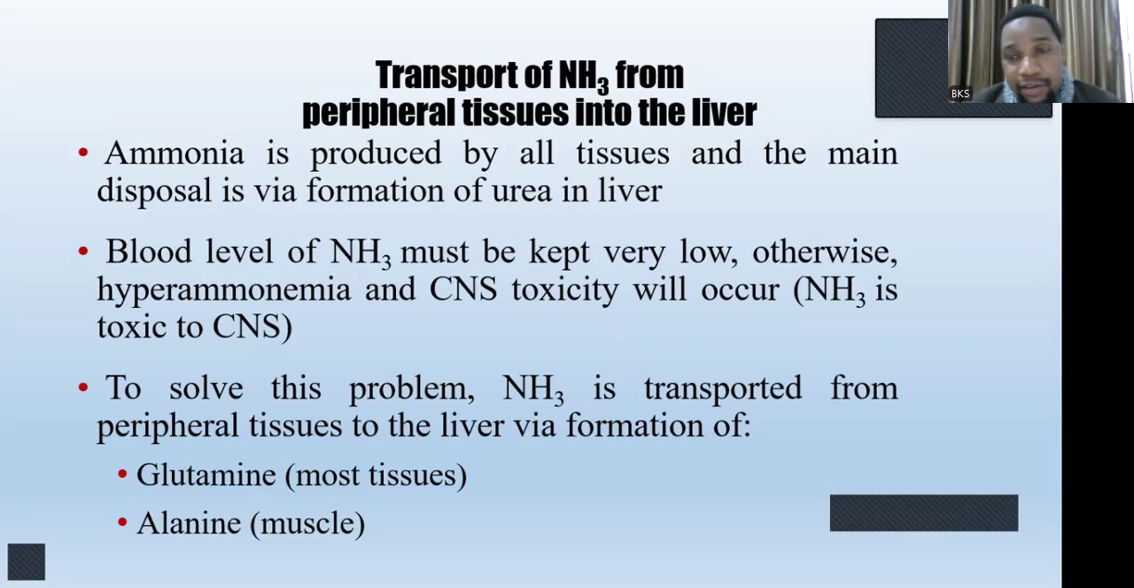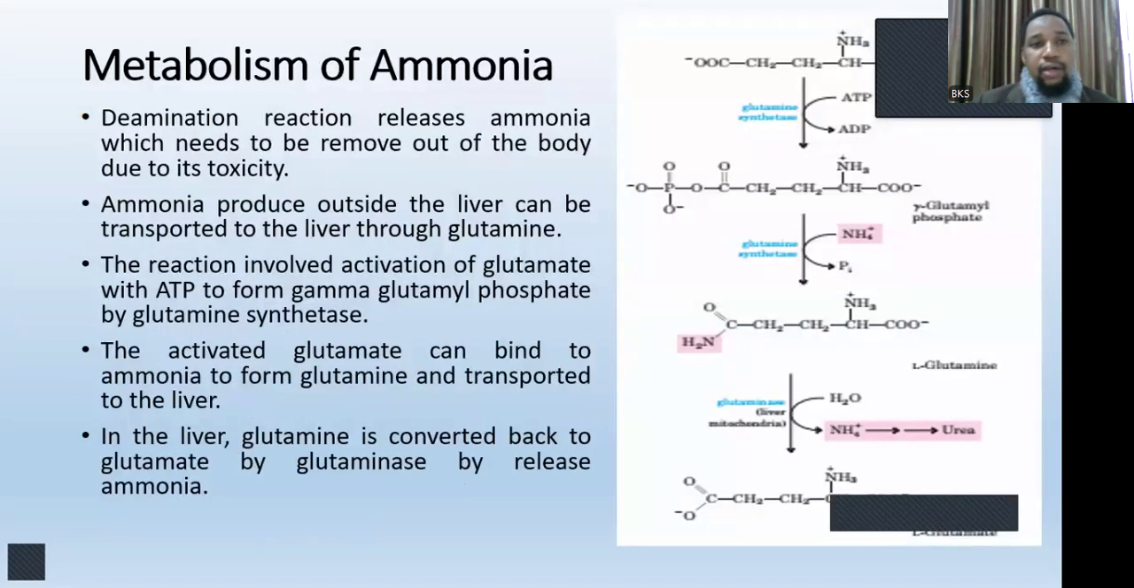So how are they transported? There are basically two vehicles, two means through which this ammonia will be transported. Number one is glutamine, and it is transported in the form of glutamine. This is in most of the tissues. The ammonia produced by glutamate dehydrogenase, or even other deamination processes, is transported as glutamine, or in the case of muscles, is transported in the form of alanine. We will see how this transportation takes place.